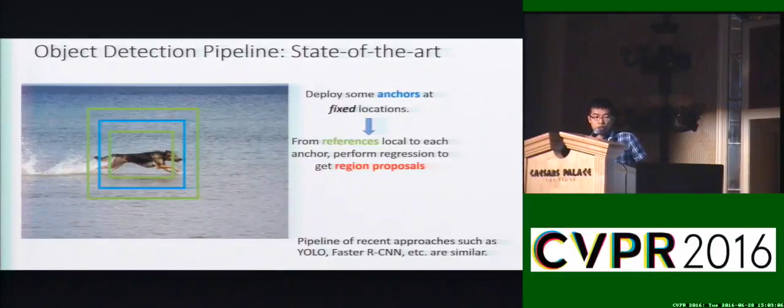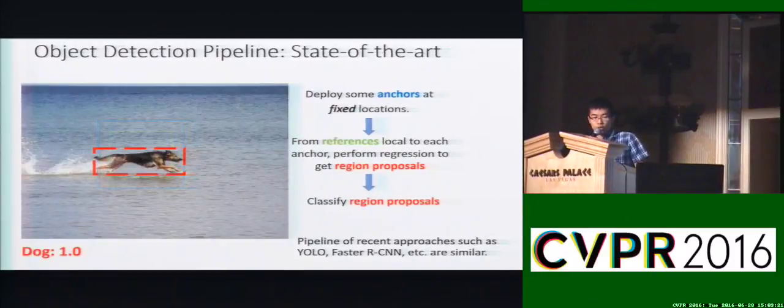Of course, some of the references are closer to objects. So those references are likely to produce a high confidence score box, and the box is likely to enclose the object better. In this case, we are showing one reference that is actually closer to the object. Those high-scoring predictions are regarded as region proposals, and then a separate network is used to classify those region proposals and give us a class label.